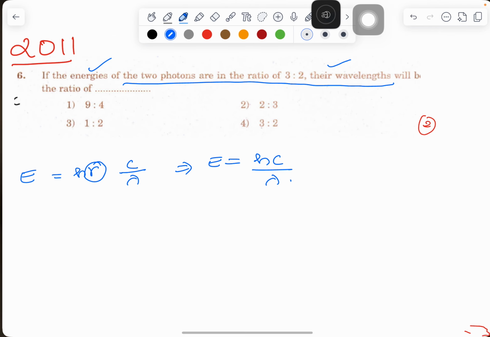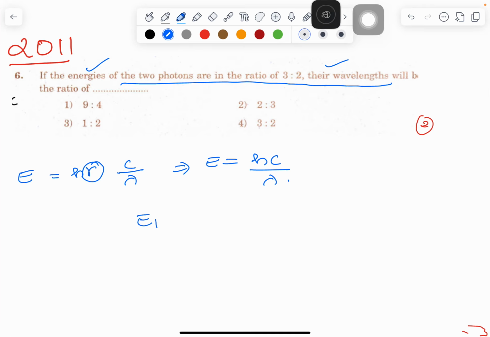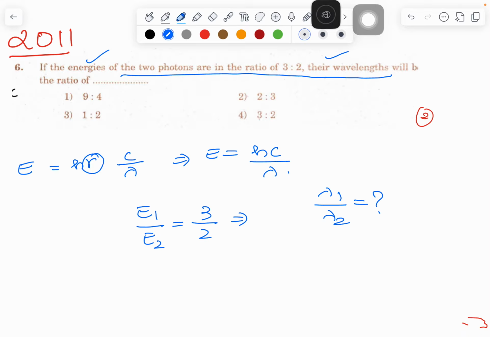Now we know E1 by E2 is given as 3 by 2. They're asking what is the ratio of λ1 by λ2. Directly you can see that energy and wavelength are inversely proportional, so whatever the energy ratio is, the wavelength ratio will be its reciprocal. If E1 by E2 is 3 by 2, then λ1 by λ2 will be 2 by 3. Obviously it is common sense, but if this doesn't strike you, then let's go by the formula way. Our correct option is the second one.